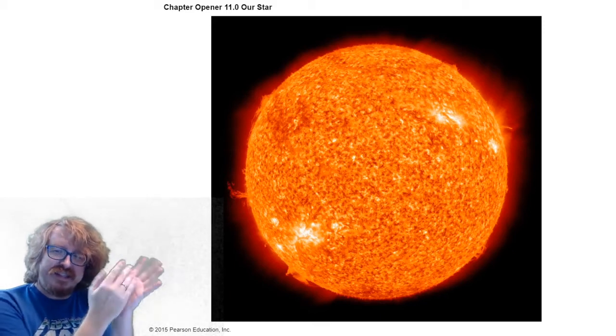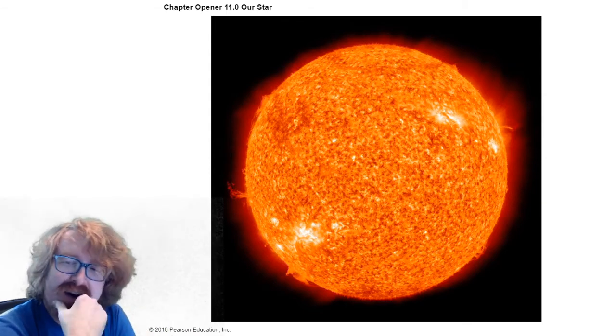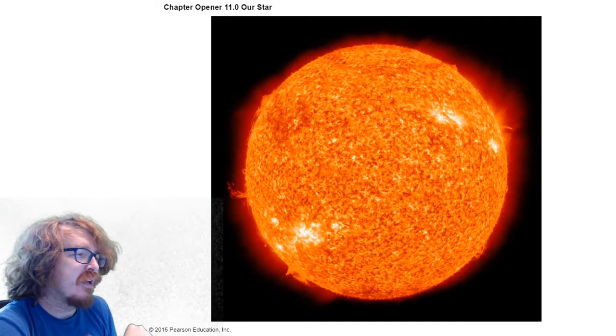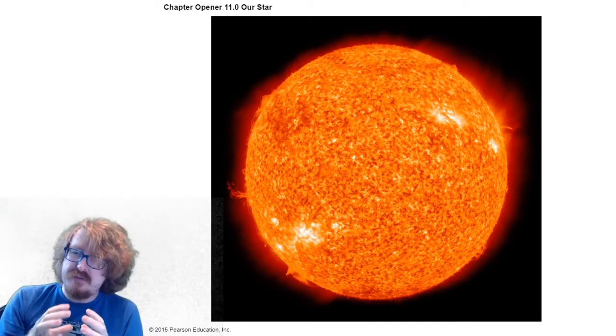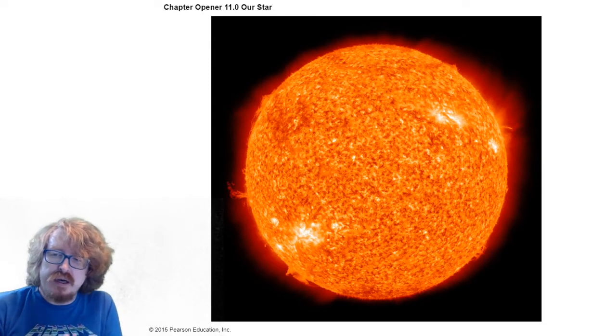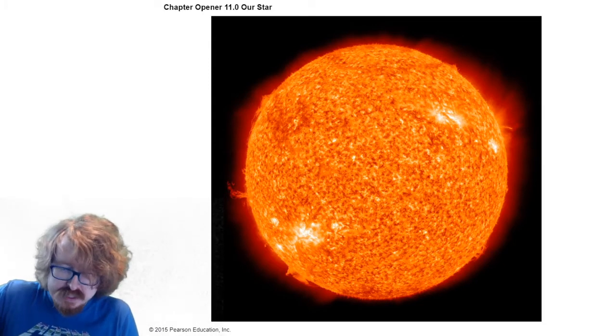This is the sun. I assume you guys have seen the sun before. What we're going to be mainly talking about today is the structure of the sun, all the different parts of the sun. And we're going to start with how the sun makes light, okay?